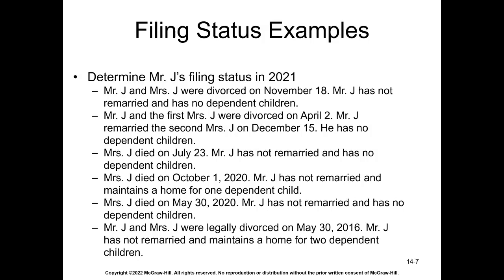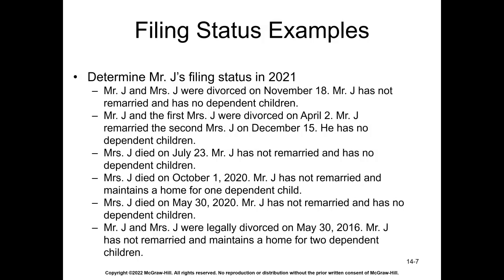Mr. J and the first Mrs. J were divorced on April 2nd. Mr. J remarried the second Mrs. J on December 15th. He has no dependent children. So I guess he has a decision to make. He's married on the last day of the year, so he's either going to file married filing jointly or married filing separately.